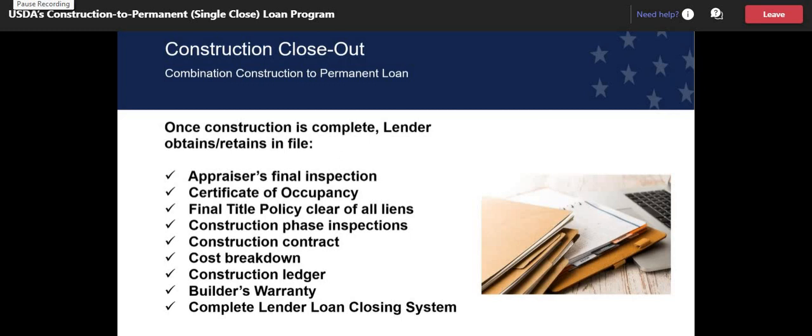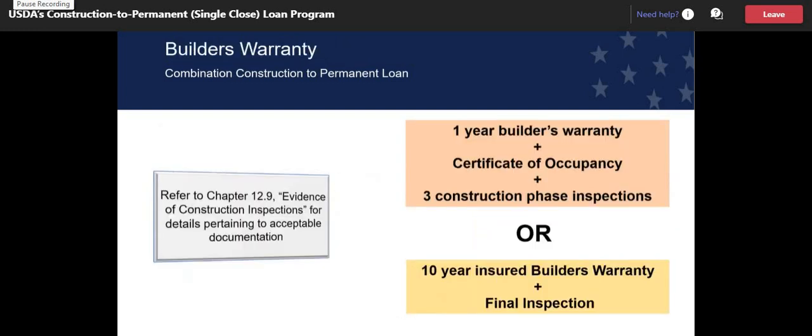You have to go into the lender loan closing system, USDA's lender loan closing system, and complete that. Okay, so that's at construction closeout. My note here says Attachment 12-D in the handbook may be used to make these certifications. The lender loan closing system will be mentioned in later screens, but for now, let's look at the builder warranty requirements. Okay, so the builder warranty.